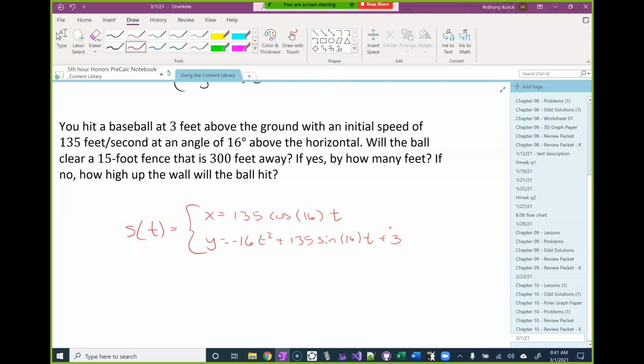Okay, so let's do this algebraically, and then we'll also do this graphically and kind of show you that the two are matching up, okay? All right.